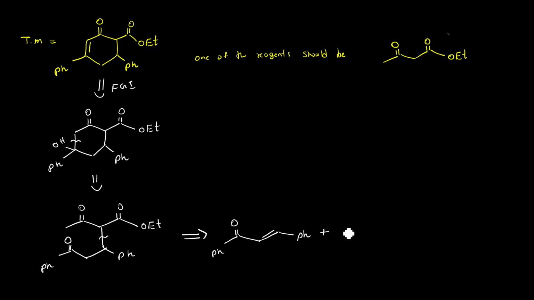I hope it's fine with the synthons. Here we have the OEt structure. Now these are the two final reagents, right? Here we have achieved this particular reagent, and the other reagent is this one. So these are the two reagents which we want in order to synthesize this target molecule. This is a very interesting reaction. You may have heard of this. This is the Robinson annulation, right?